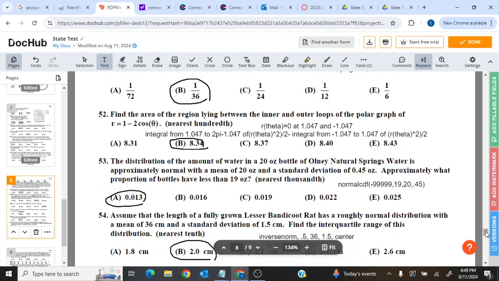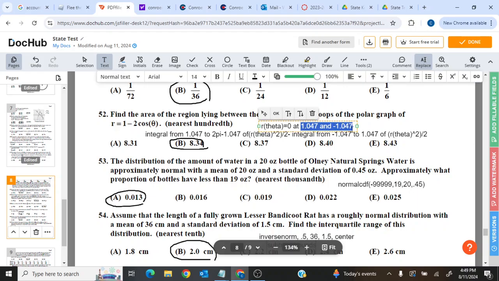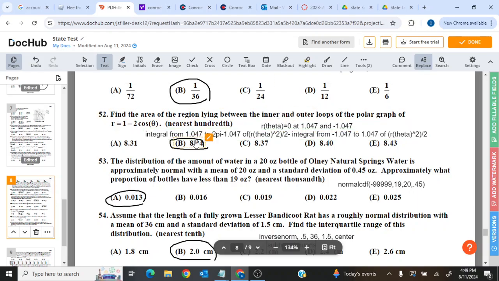Find the area of the region lying between the inner and outer loops of the polar graph of 1 minus 2 cosine of theta. Well, you need to figure out the bounds between the inner and outer loops. So you need to figure out, in other words, when they're equal to 0. You can plug the equation into polar form and look at it if you need to understand why. So r of theta has to be equal to 0. And that happens at points 1.047 and negative 1.047. So your bigger graph is going to be everything that's not between those 2 points.